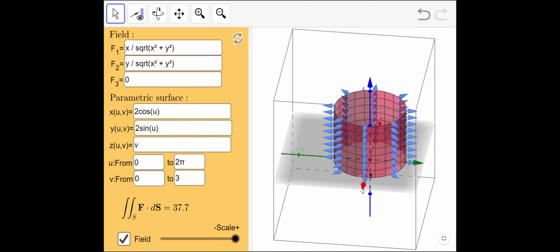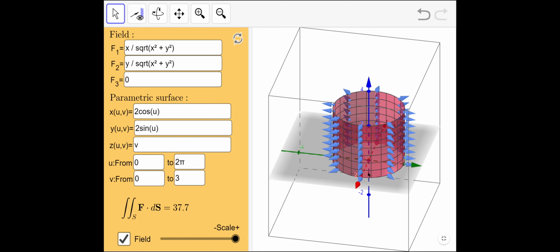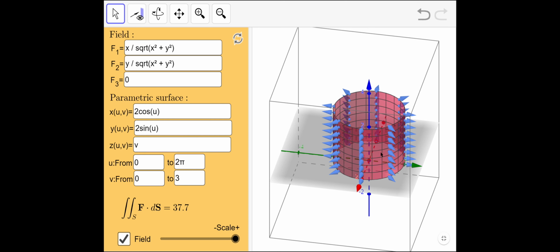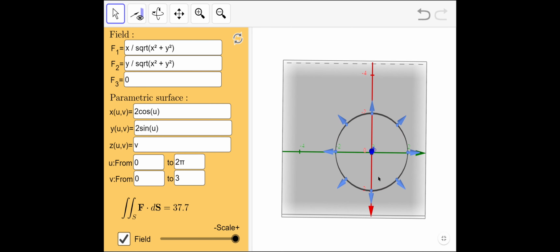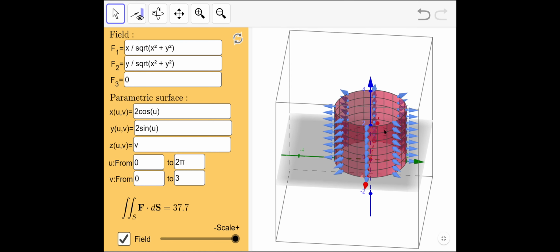So that is one direction that is associated to the cylinder. And such a direction for a surface, and the cylinder is a surface, is called an orientation. So one possible orientation is when you're pointing out of the surface, so out of the cylinder.